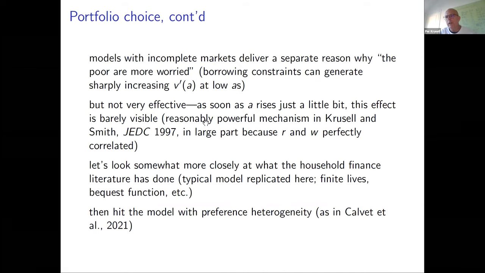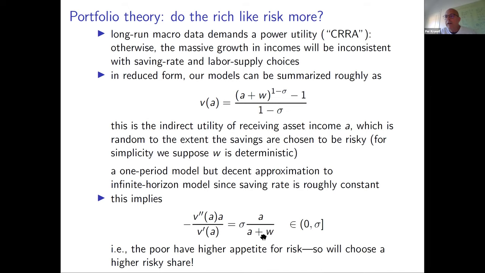Now, going back to that paper that got trashed a long time ago in '97, it was JEDC, sorry, actually I'm taking this from memory, so maybe it was Macroeconomic Dynamics, who knows. Anyway, we got it to go the right way. The rich people save more in stock there, but that's because we assume that the rate of return and the wage are perfectly correlated. Both are random, moving in the same direction. So here it doesn't matter. You get sigma for everybody if they move the same way.